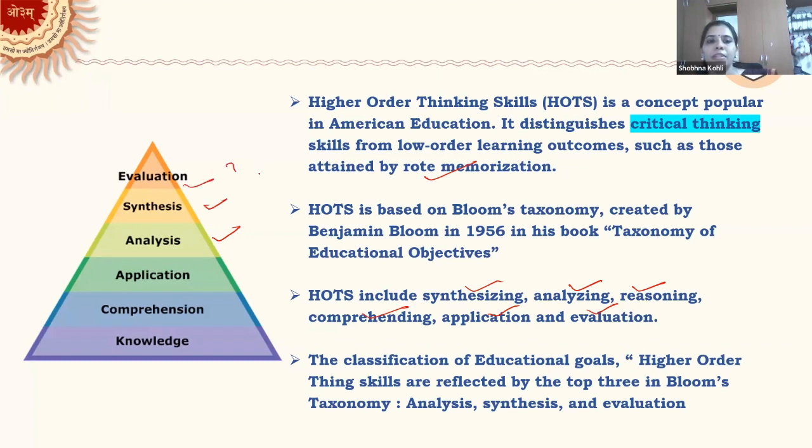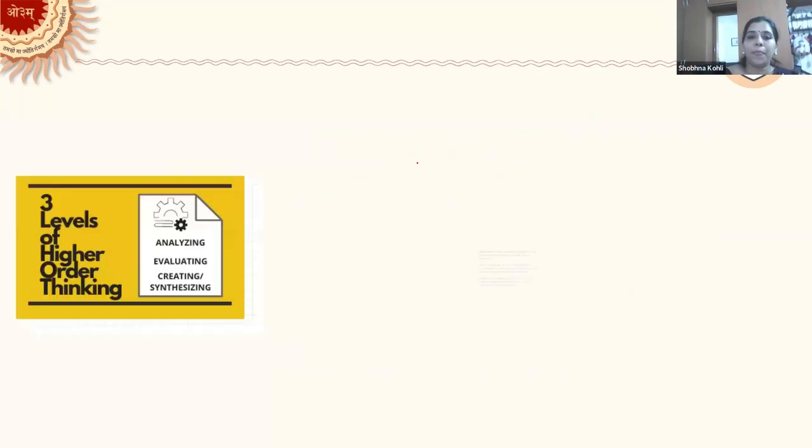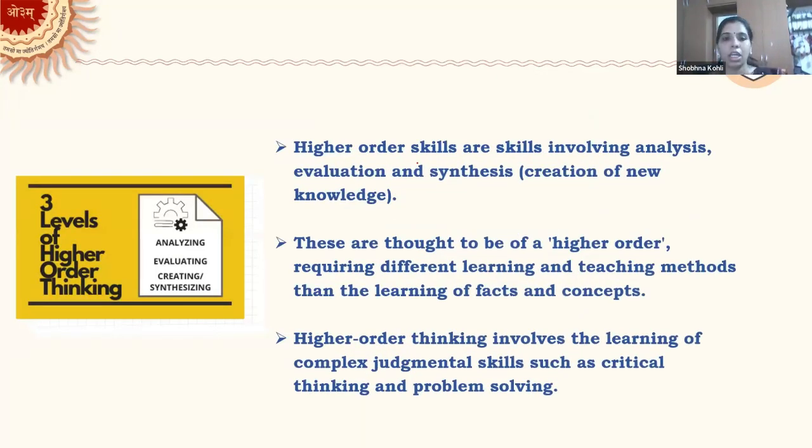These cover higher order thinking skills, or these form a major part of the classification of education goals in Bloom's taxonomy. Now, higher order thinking skills are skills involving analysis, evaluation, and synthesis. Again and again, we are using these words because these are the key words for HOTS, and they are very, very important. We should know the meaning of these words and how they work when we talk about HOTS.